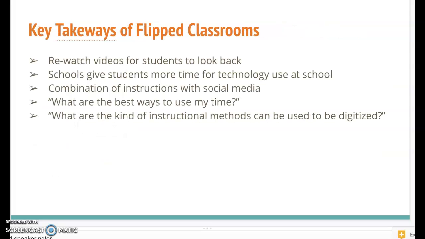Some key takeaways of flipped classrooms that I got are that videos allow students to rewatch them if they are struggling with understanding the material. Schools offer to give students the resources they need when it comes to technology. Social media is an important factor for students in this modern era, so this idea of flipped classrooms allows students to use their social media to expand their learning, as well as keep them engaged.